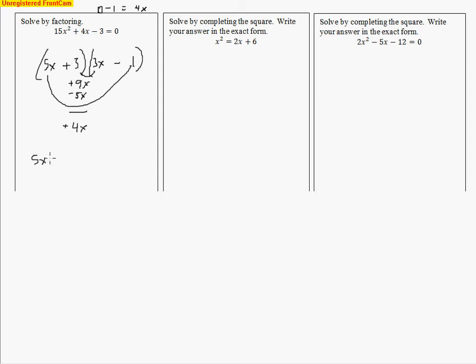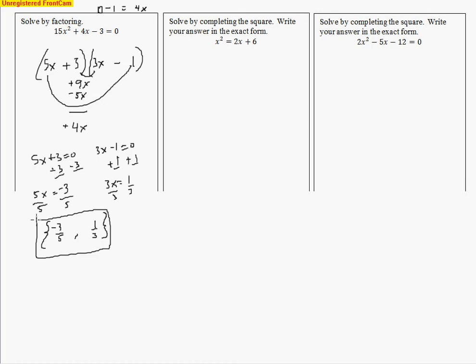I'm going to take the two factors and set them equal to 0. And so when I do that, I've got to do 2 steps here. So I got to subtract 3 first. I got 5x equals negative 3. Then I have to divide by 5, and that's the part that sometimes people will forget to do. So negative 3/5. Over here I have to add the 1, but I still have the 3 out in front of x. So I divide by 3, and I get the answer 1/3. So negative 3/5 and positive 1/3 are the two solutions.